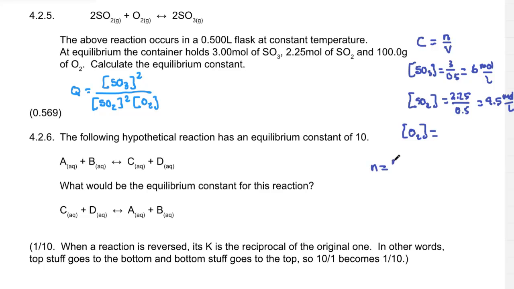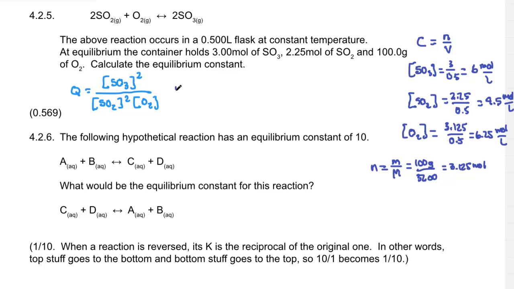Number of moles equals mass divided by molar mass equals 100 grams divided by oxygen's molar mass, which is 32. That's going to be 3.125 moles. So the concentration is 3.125 divided by 0.5 liters makes 6.25 moles per liter. Okay, these numbers, 6, 4.5, and 6.25, are what we can put into our reaction ratio.